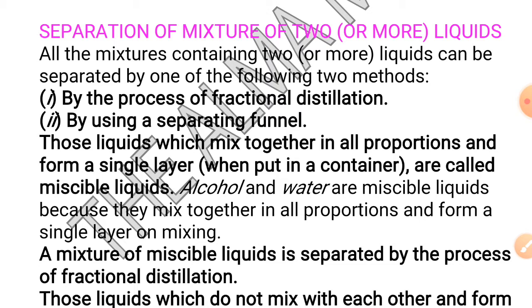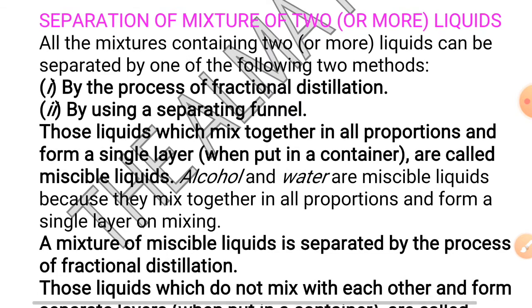Now we have to understand two terms which are miscible and immiscible. Those liquids which mix together in all proportion and form a single layer when put in a container, that type of liquid are called miscible liquids. Its example, alcohol and water. So your alcohol and water are miscible liquids because they mix together in all proportion and form a single layer on mixing. A mixture of miscible liquids is separated by the process of fractional distillation.